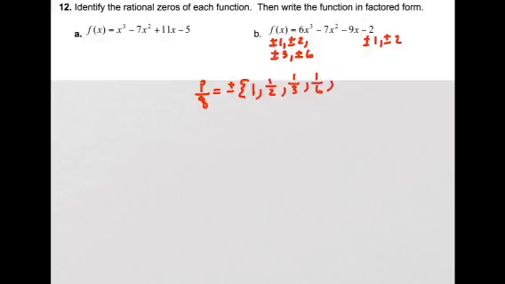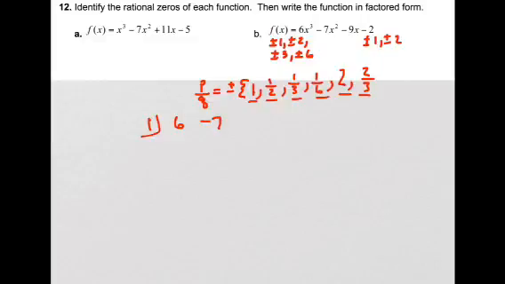Then 2 over 1. So 2 over 1 is 2. 2 over 2 is 1, and I already have it. Then 2 over 3. And 2 over 6 is 1/3, and I already have it. So here's the list. So it's 1, 2, 3, 4, 5, 6, 12 possible numbers, right? Because there's a plus minus in front of each one. So I'll start with 1.